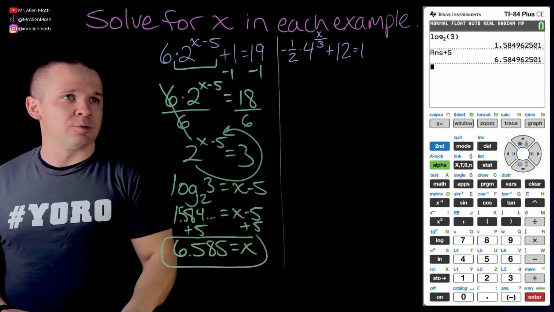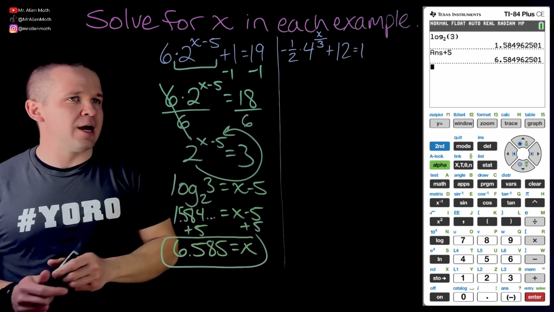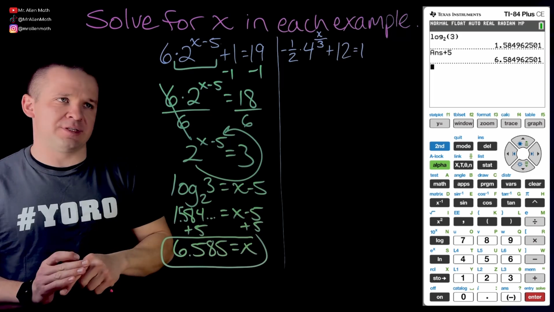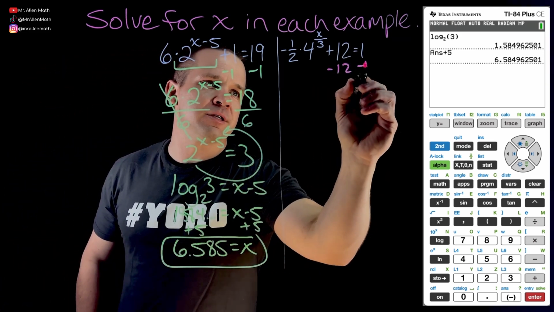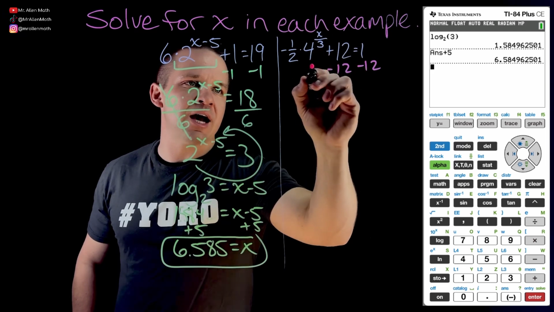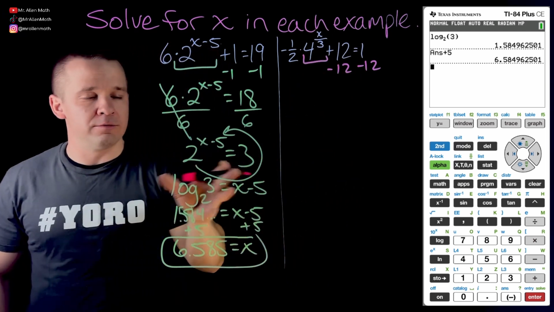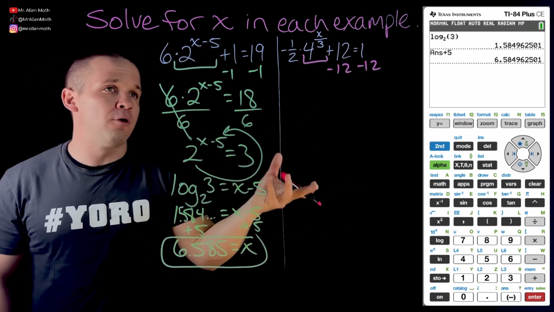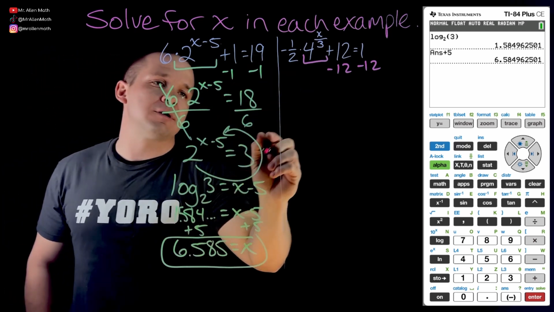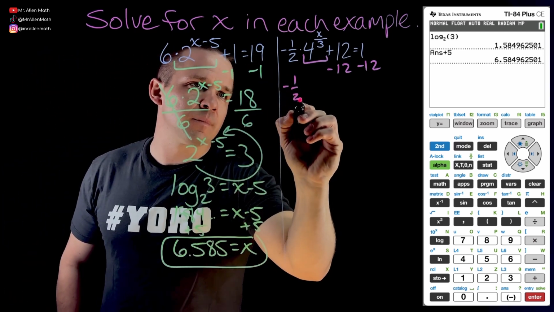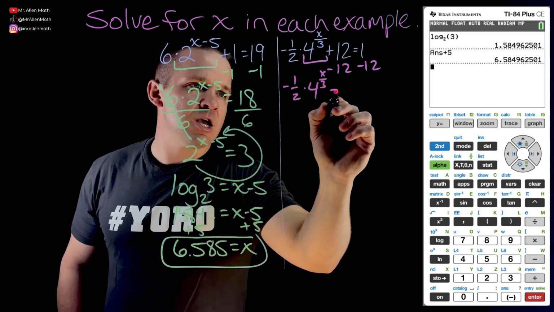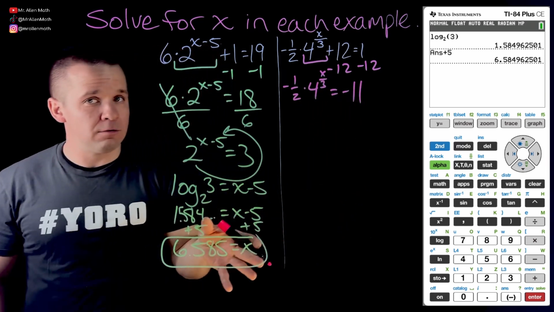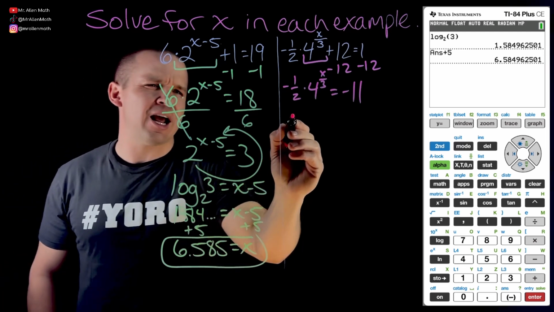Okay, next one over here. Oh boy, we got negatives, we got fractions on fractions. This seems awful, but I'm going to start by subtracting 12 first because I know my goal here is to get this guy right here on its own so that I can rewrite it in logarithmic form to solve for an exponent. Okay, so I got negative 1/2 times 4 to the x over 3 equals negative 11. Now, I got to divide by a negative 1/2.